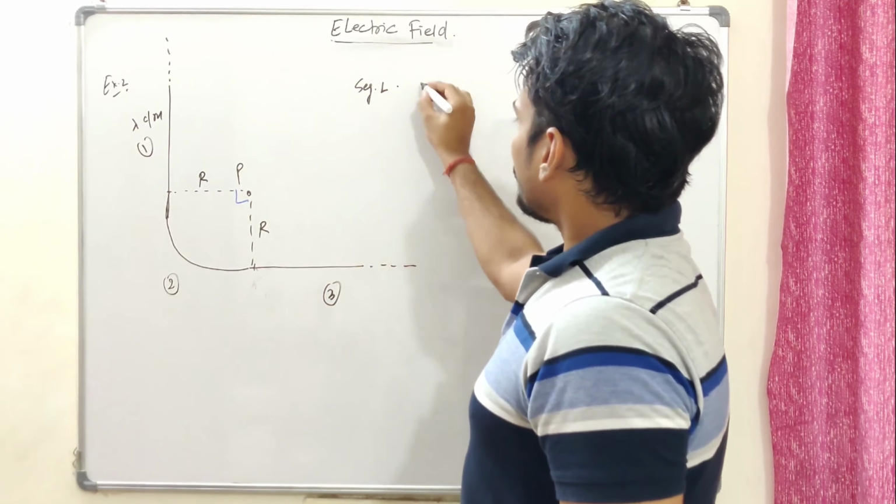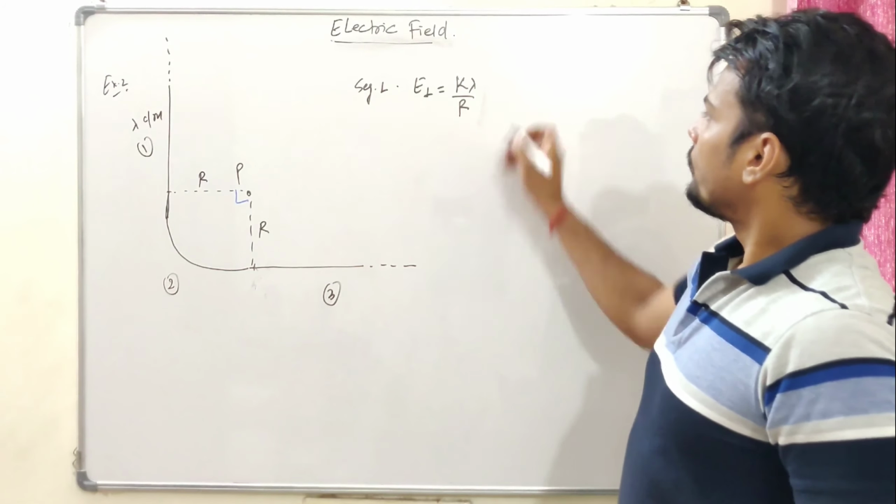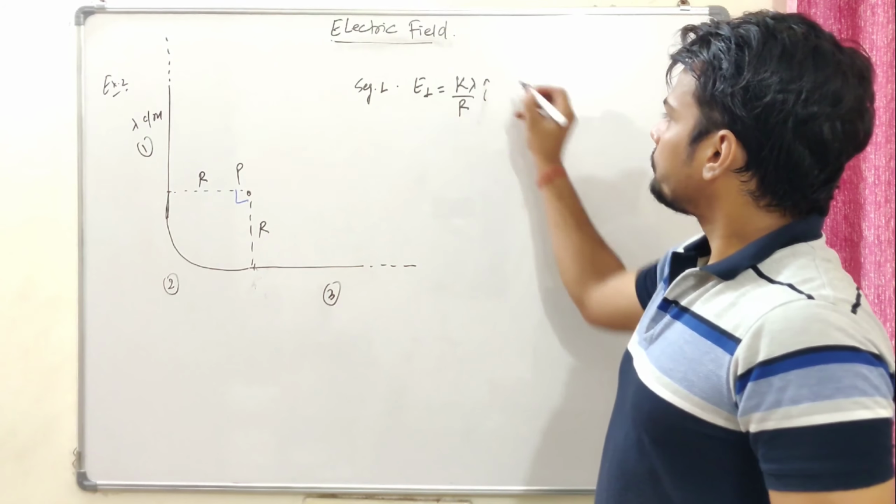Because of this we'll have some E perpendicular, that should be K lambda by R times sine of theta 1 plus sine of theta 2. If it is an infinite wire, theta 1 is going to be 90 degrees and theta 2 should be 0 degrees. So I can simply write sine 90 is 1. This is going to be in the i cap direction.